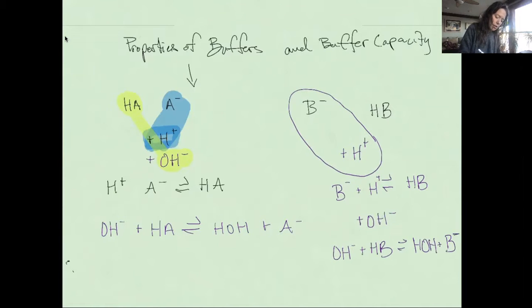So once again, the addition of the hydroxide does not go into the solution, it is absorbed by the conjugate acid. The addition of the hydrogen ion does not go into the solution, it is absorbed by the weak base. And what we see is a buffer solution. Whether we add the acid or the base, the pH only changes minimally.